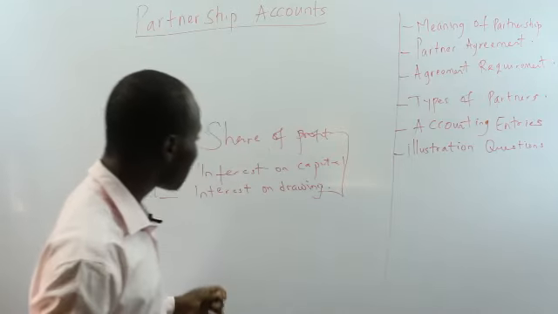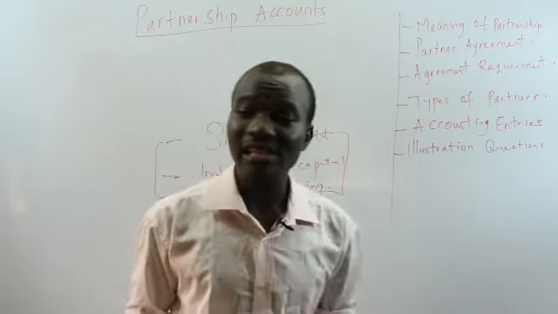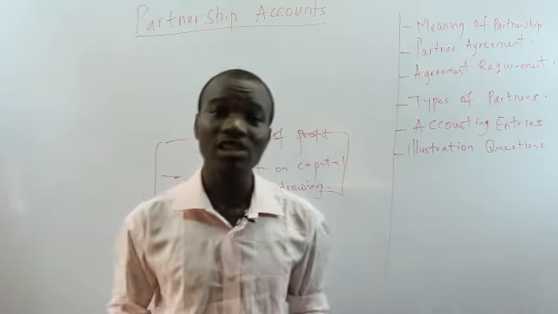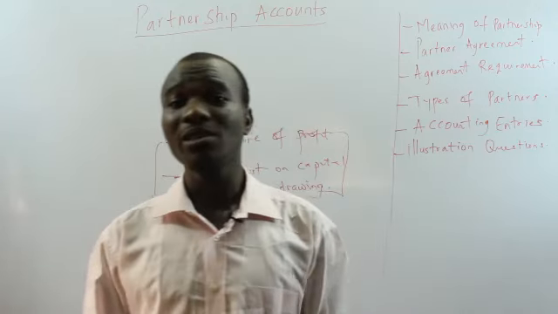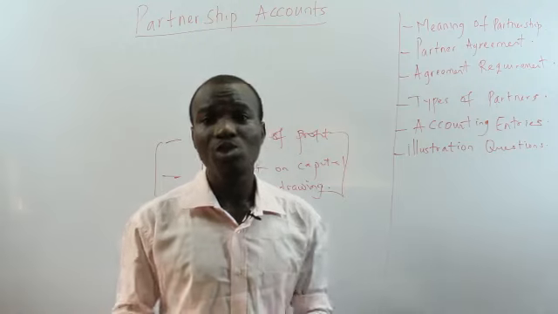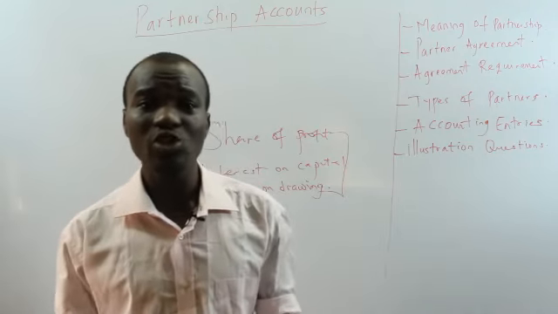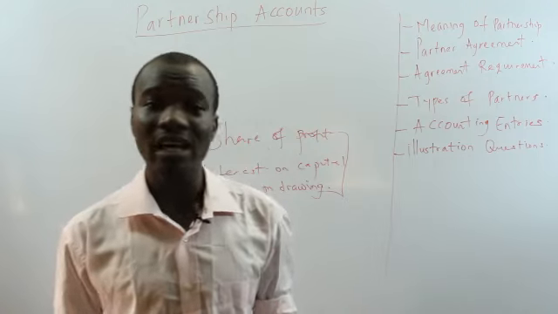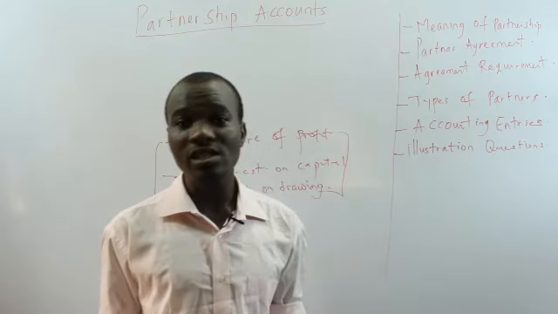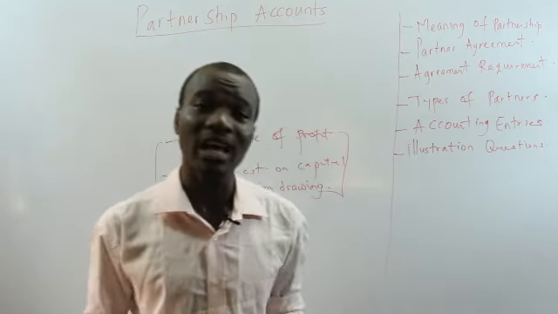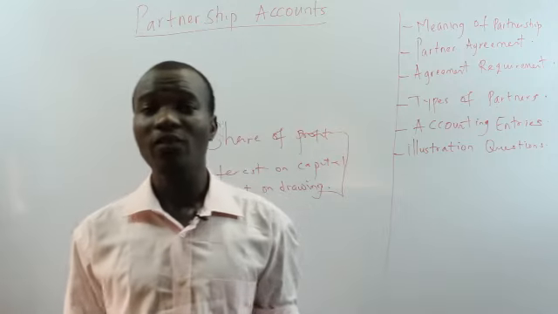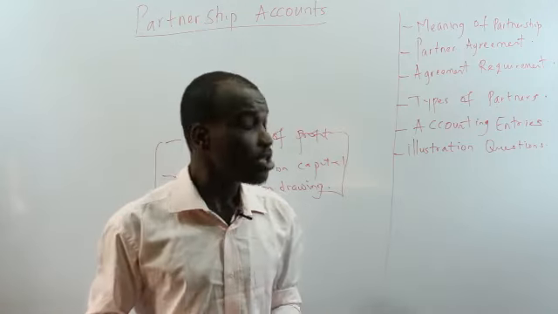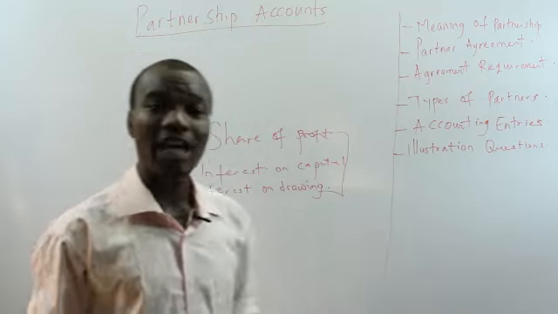And the next thing is the interest on drawing. Partners are usually charged interest on any amount of the property of the business being withdrawn within the period. So once there is drawing, interest will be charged on drawing, and this serves as a discouragement to partners from drawing from the property of the business.